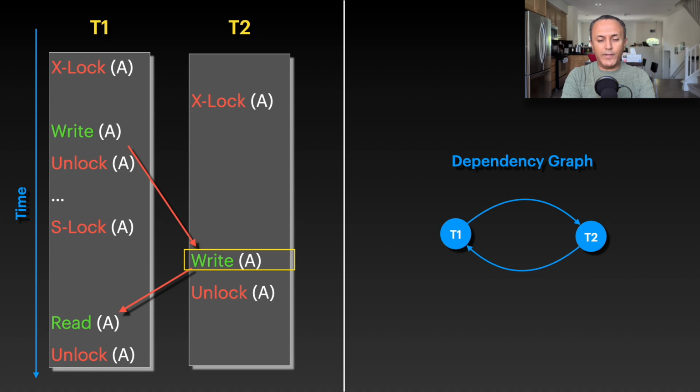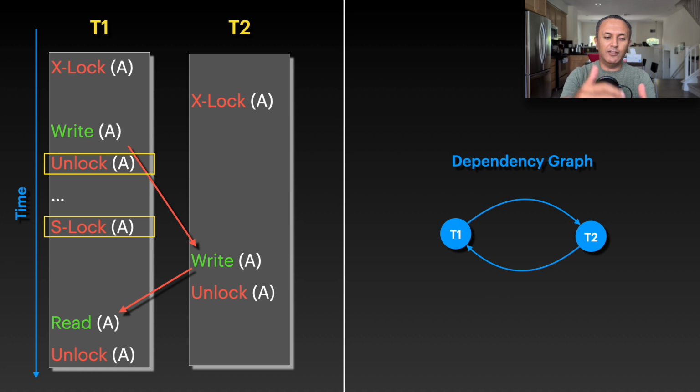Okay, well, if this write operation is the problem, what allowed it to happen at this point in time? The reason it was allowed to happen is because we unlocked T1 after we did the first write, and then we acquired another lock later on when we needed to do the read. So between this unlock and lock, T2 was able to get in and do that write operation.